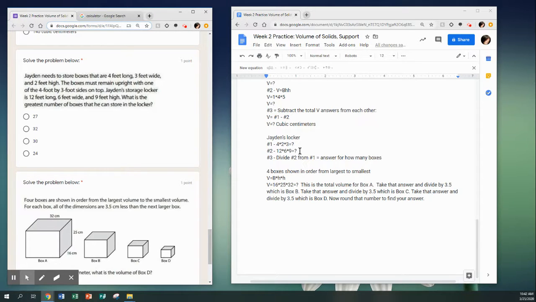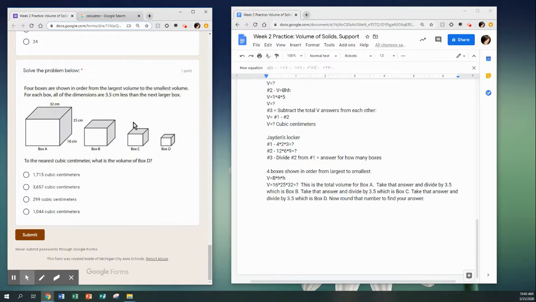So what you need to do then is take those answers and divide, because you need to find out how many boxes. You're not adding because it's not more than, you're not subtracting because it's not less than. You need to figure out how many boxes will fit in. So that means you're dividing. So you take the first answer and the second answer and you divide them, and that will give you the total answer for this problem.